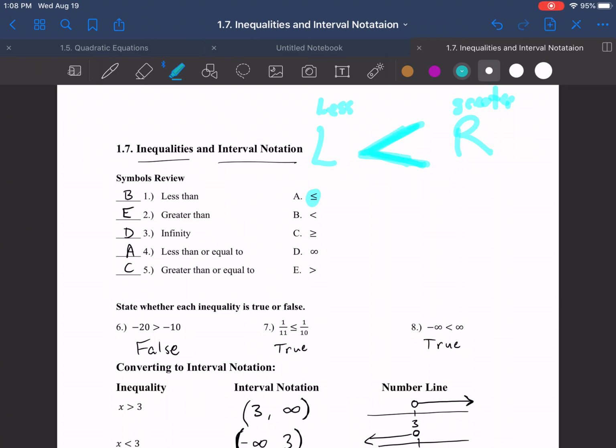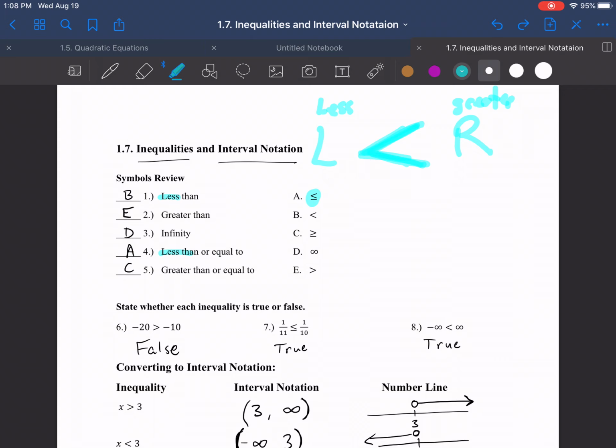So if we look here, since we read from left to right, we see the less than sign, so we know this has to be a less than. So it has to either be this or this, right? Those both have less than in them. But we also have that little line underneath it, which means or equal to. So ultimately, that's where we have the or equal to, and so number 4 is A. That's that one right there, okay?